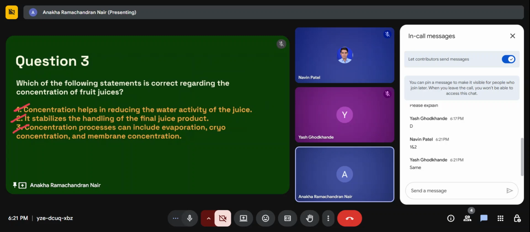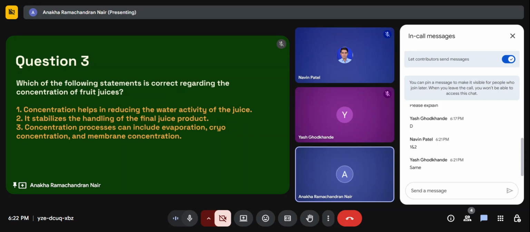Membrane concentration, if you have a semi-permeable membrane through which only water can move, can also act as a concentration method. So these three of them are concentration methods for making concentrated juice, and the other two are advantages of having a concentrated juice. It reduces the water activity of the juice and therefore increases its shelf life, and it stabilizes the handling of the final juice product also, because now you have a lesser quantity to work with.